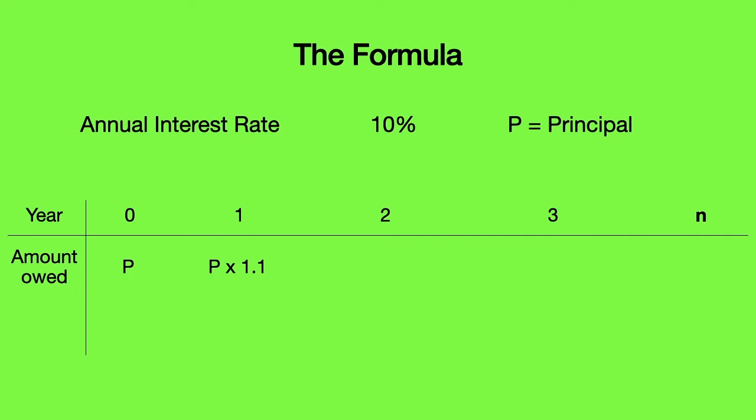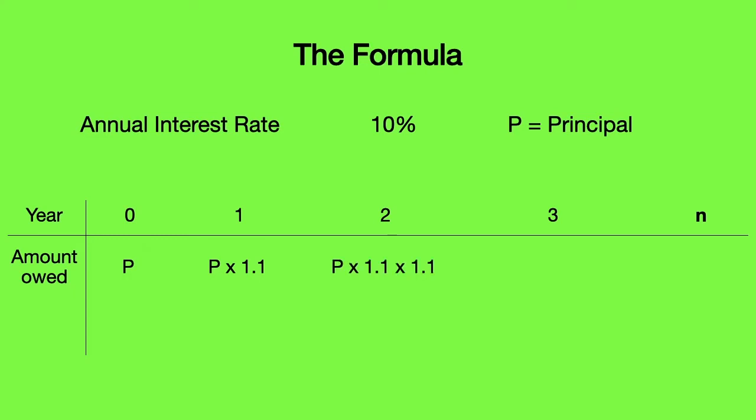After the first year, what you're going to be owed is going to be P times 1.1. And the way that's calculated is that essentially what you're going to be owed is 1 times the initial amount, so just the initial amount. And then you're going to add on the interest, or 0.1 times the initial amount, which is the same as doing P times 1 plus the interest rate as a decimal. So 1.1 times P will be the total amount owed after the first year.